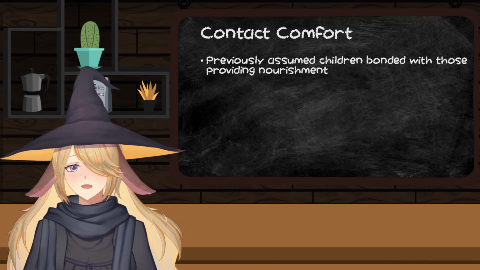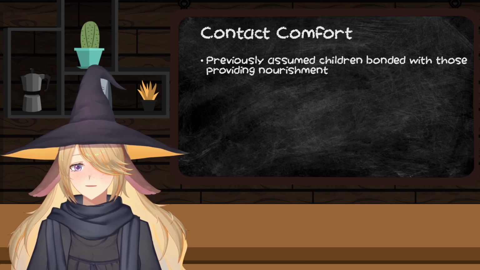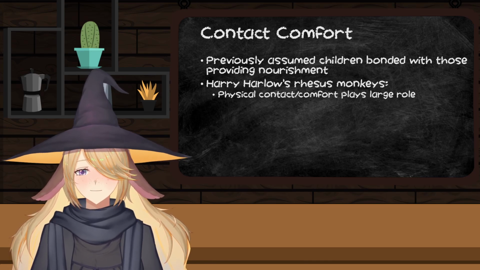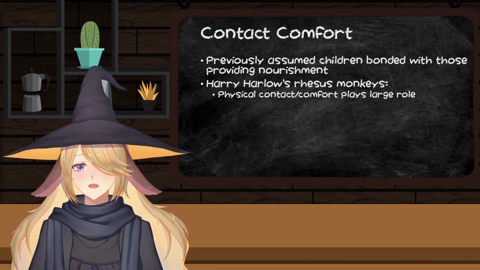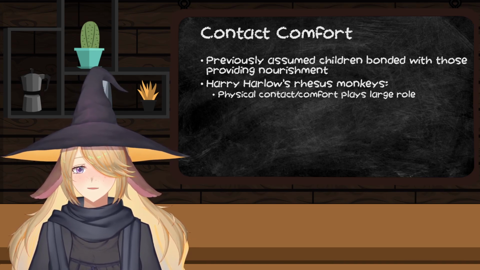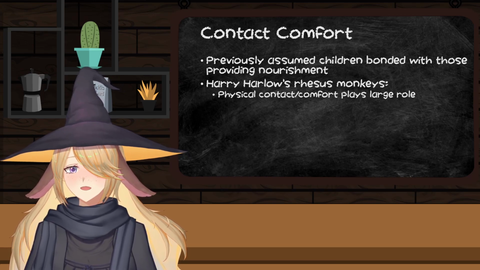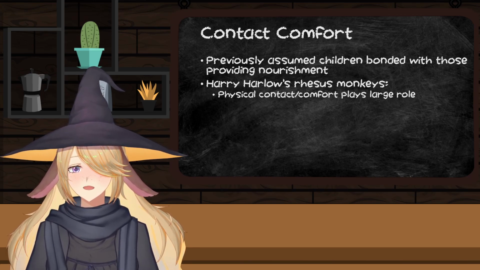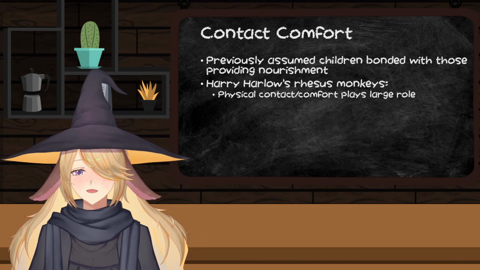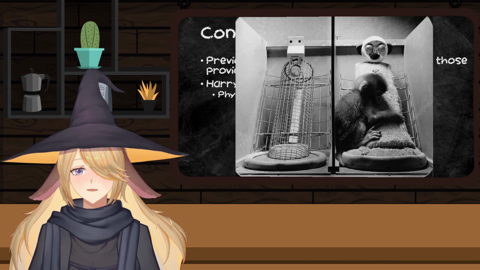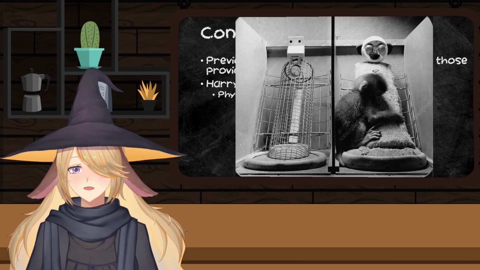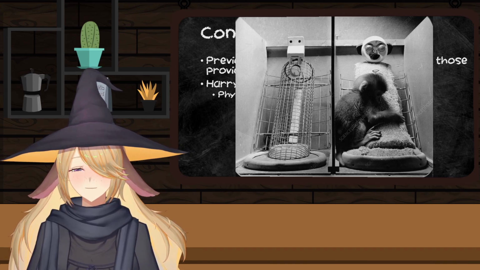So what about contact and comfort? It was initially assumed that children bonded with those that provided nourishment. So Harry Harlow decided, what if I could separate physical comfort and nourishment? Isn't that great? What if I made a dichotomy that does not exist in nature to see what could happen? Well, Harry Harlow decided that that would be fun to do, and we get the seminal work of Harlow and his monkeys. In these studies, Harlow took these rhesus monkeys and separated them at infancy from their parents.